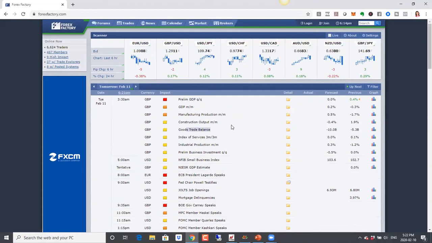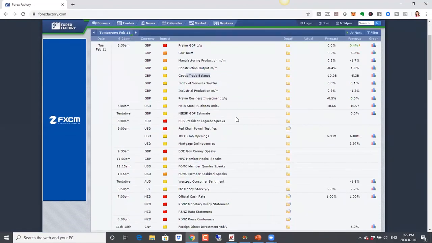If we see that the numbers are dropping, that will be negative for a British pound because it will then bring up more concerns in regards to the state of the economy post-Brexit. So here this data will be important. So again, if the numbers are below forecast here, we'll see British pound drop as a result.